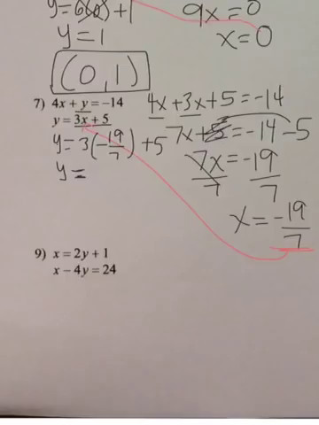I put 3 parentheses negative 19. Oh, I'm sorry, no. 3 parentheses alpha y equals negative 19 over 7 parentheses plus 5. So the simplified answer that I got on the calculator is negative 22 over 7. Let me rewrite that, because it's negative 22 over 7. And so my answer is going to be (negative 19 over 7, negative 22 over 7).